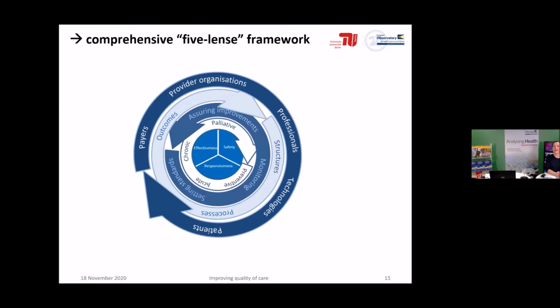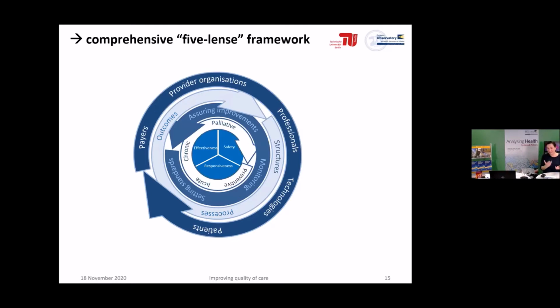We start with this notion of the universally agreed dimensions of healthcare quality: effectiveness, safety, and responsiveness. And we're moving here from the center outwards to understand this framework that the book puts together. On top of these 3 dimensions, we use the areas of care to differentiate between the different focus of different quality improvement strategies that we analyze in the book.